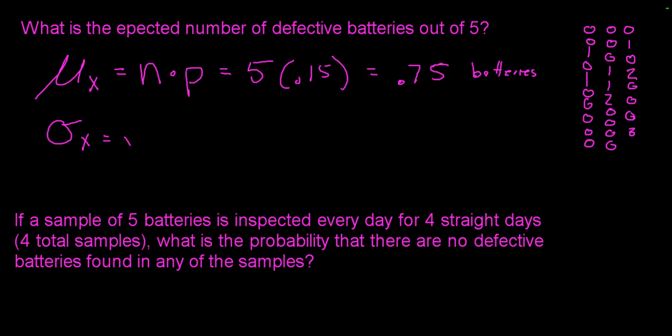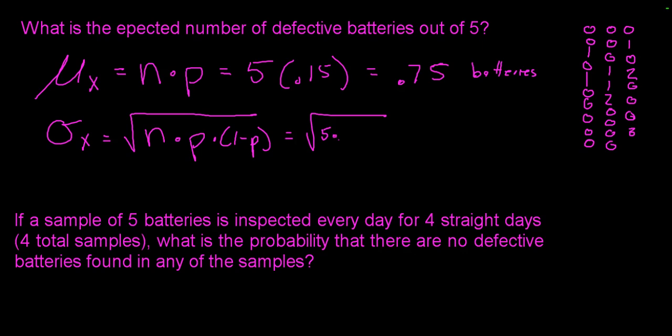So there's a standard deviation here as well, and it's a pretty easy formula. It's the square root of n times p times 1 minus p. So that for us would be the square root of 5 times 0.15 times 0.85. Now keep in mind that these formulas only work with the binomial model, so don't just blindly use these formulas if you don't know for sure that it does follow a binomial model.